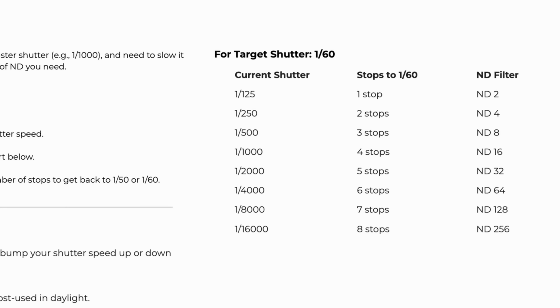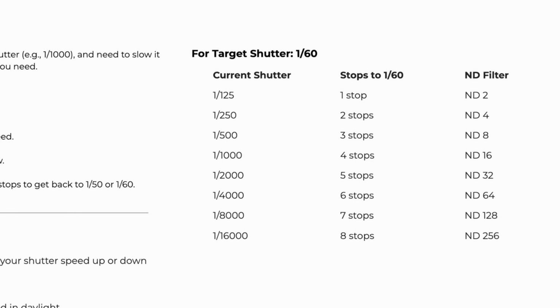ND filters are labeled by how much light they block. ND2 cuts the light in half. ND4 cuts to a quarter, and so on. They're made in increments called stops. Each stop either doubles or halves the amount of light. Here's your starting point for which filter to use. Feel free to screenshot it. If you set your shutter speed to auto, then this table will tell you exactly which ND filter you need to get your shutter back to 1/60.